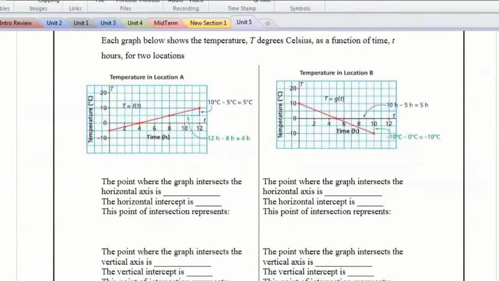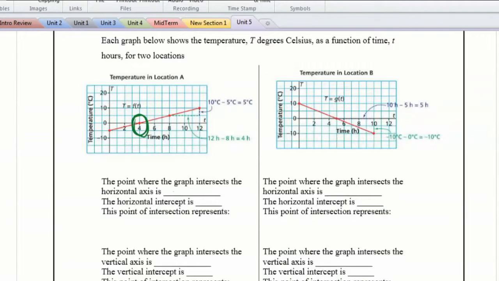Each graph below shows the temperature, T, in degrees Celsius as a function of time in hours for 2 locations. So we have temperature versus time. 2 different places. We don't know where the places are, but it doesn't really matter, I guess. The first one here, temperature of location A. The point where the graph intersects the horizontal axis. So when we're talking about the horizontal axis, we're talking about right here. And if we wrote that as an ordered pair, what would that be?